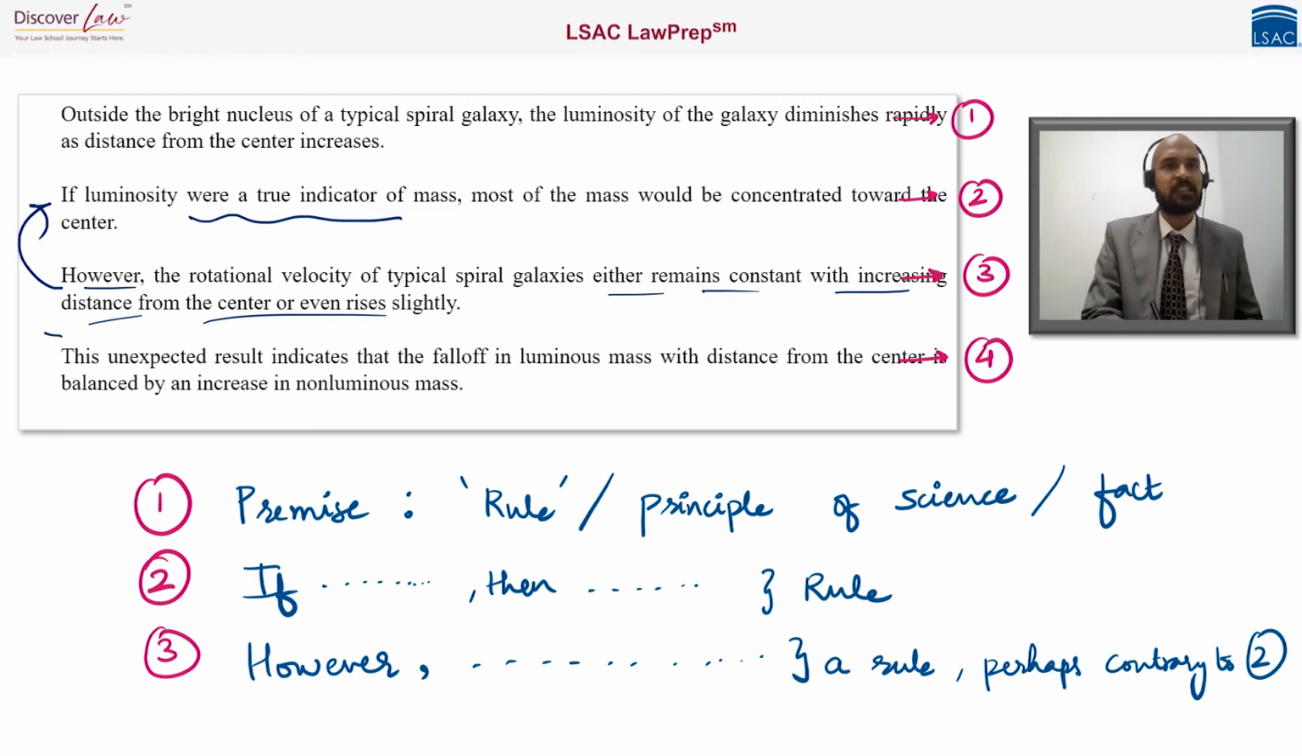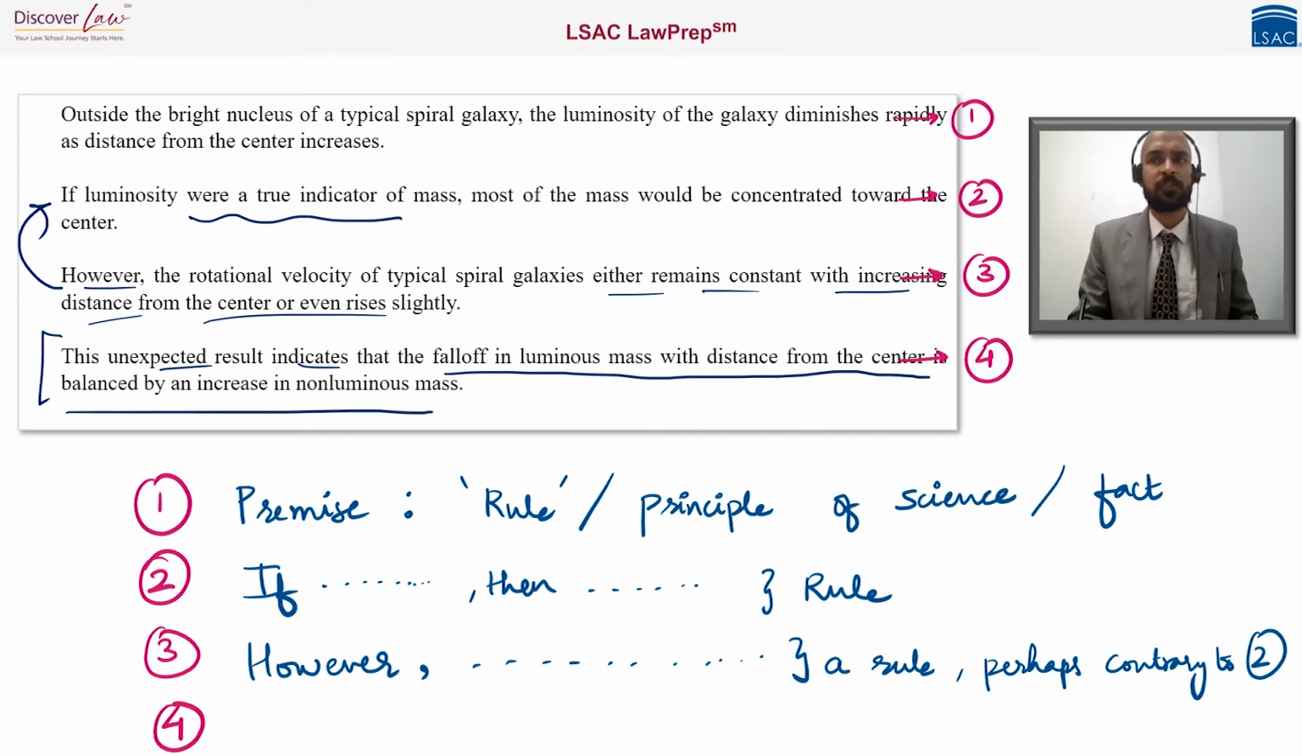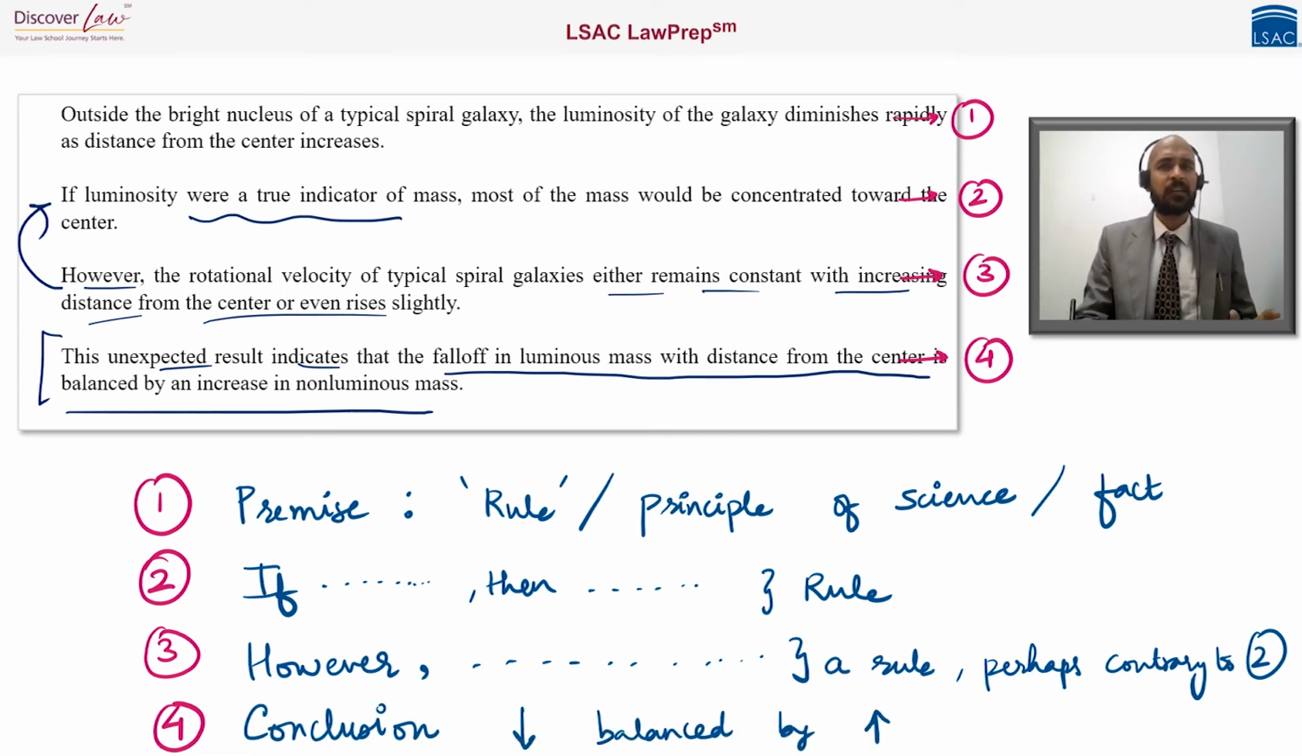Let's look at the fourth sentence. It says, this unexpected result indicates that the fall off in luminous mass with distance from the center is balanced by an increase in non-luminous mass. So what you see in 4 is something like a conclusion about something reducing being balanced by something increasing.